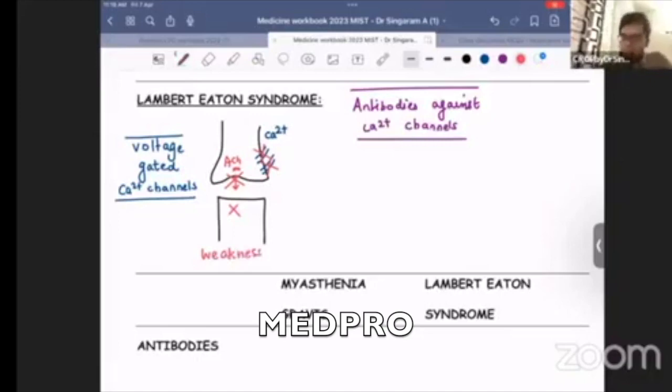Answer one more thing. This area is the neuromuscular junction. Any other name for this neuromuscular junction area? Synapse. It is also called a synapse. So can I say Lambert-Eaton syndrome is a presynaptic disorder? Very simple, correct? Synapse is the neuromuscular junction, and the problem is before the neuromuscular junction, so it's called a presynaptic disorder. That is the point.